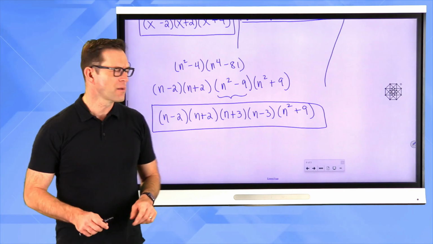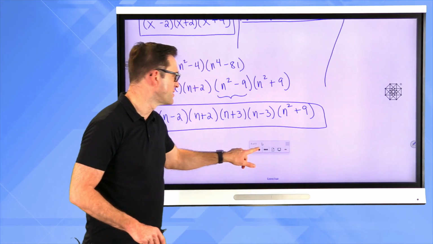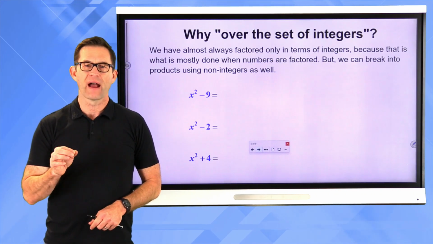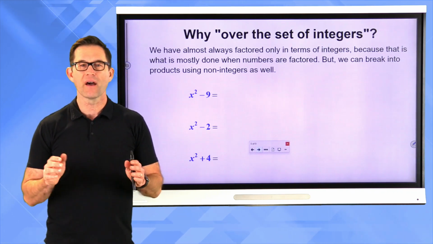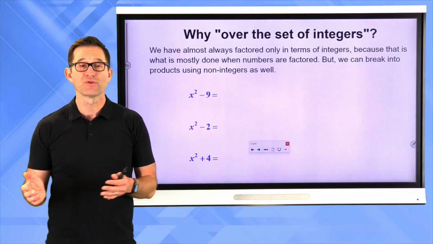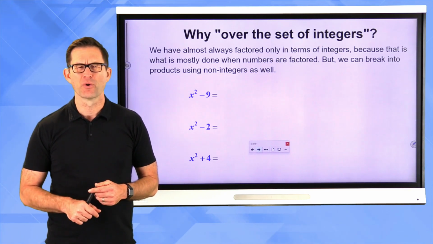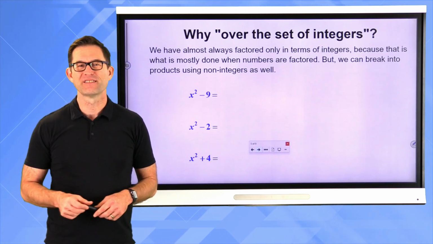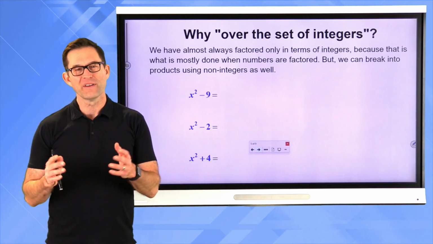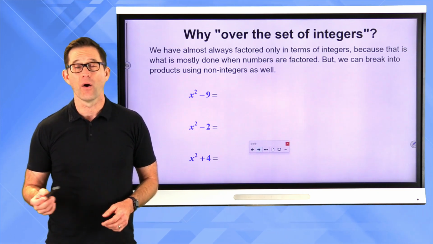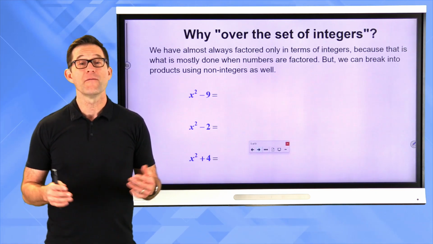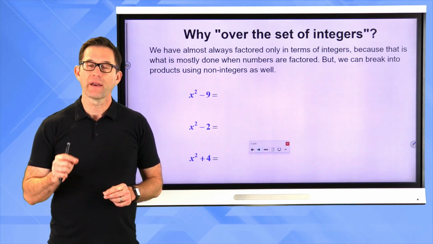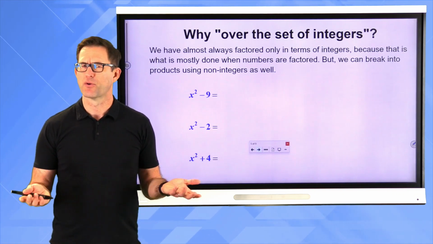All right, well, let's talk about what I mean by that factoring over the set of integers thing. Why over the set of integers? We have almost always factored only in terms of integers, because that is what is mostly done when numbers are factored. Right? We don't tend to factor the number 2/3. We don't tend to factor the number 6.75. What we tend to do is factor numbers like 12 or 36 or 50, right? But we can break into products using non-integers as well if we're given permission.